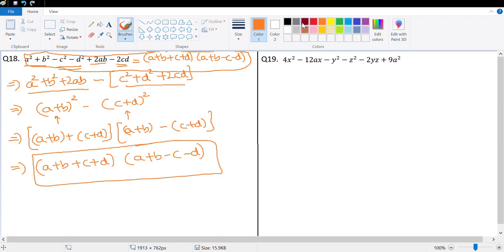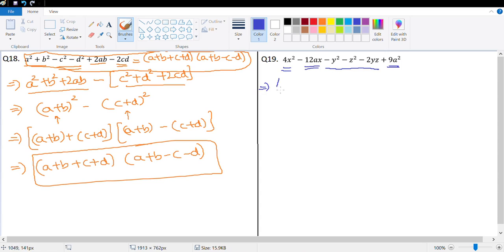The next one is question number 19. 4x square minus 12ax minus y square minus z square minus 2yz. These three terms basically look like y plus z whole square or y minus z whole square. Let's see. And this is 2x the whole square. This is 3a the whole square. So let's group these three terms together and see what we get.